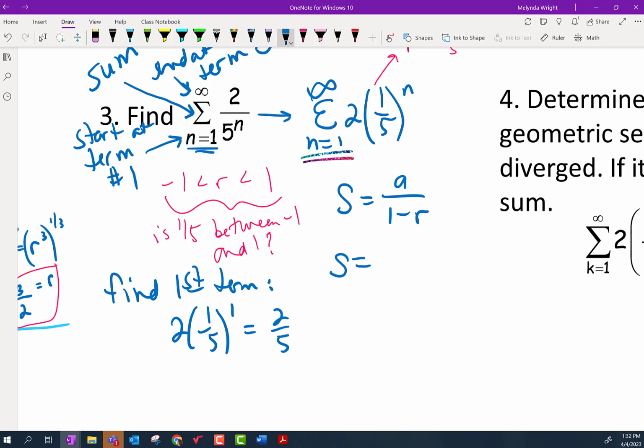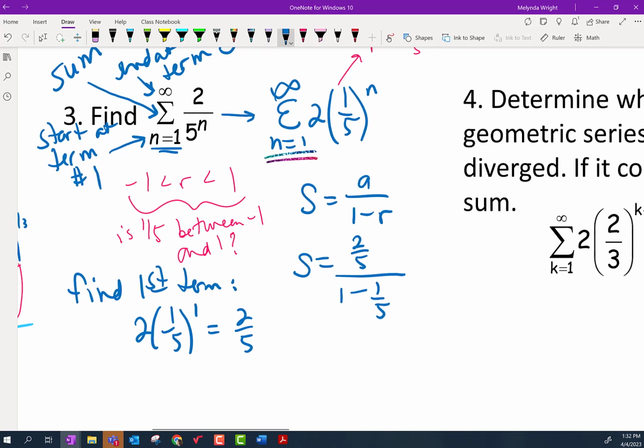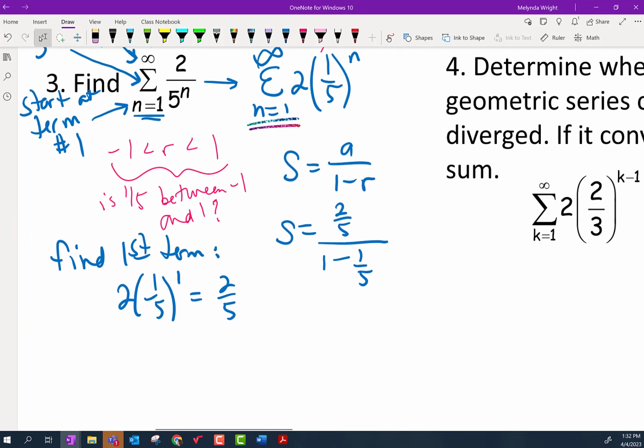Okay, so let's fill in our formula then. So S equals, our first term is 2/5 over 1 minus, and R is 1/5. Now, when we work that out, that's going to be our sum, whatever that is. If you have a calculator, you can stick it in a calculator. If you don't, we can certainly do this by hand. It's not that hard.